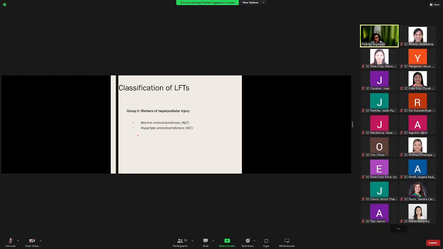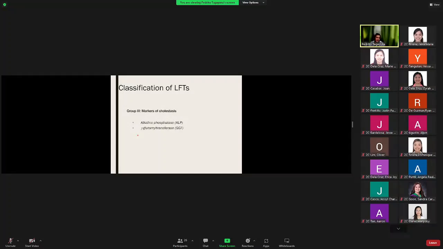The second group is those tests that will be used as a marker for hepatocellular injury. These are enzymes. These are the liver enzymes that are present in the hepatocytes. When hepatocytes go into necrosis, when they die, these enzymes are released into the interstitial space and will be detectable or measurable in the peripheral blood circulation. So you can do these blood tests.